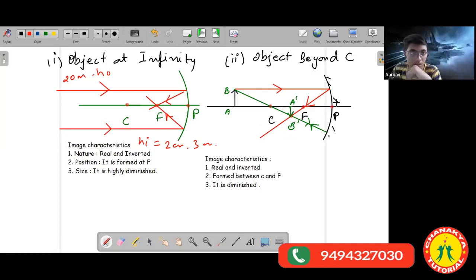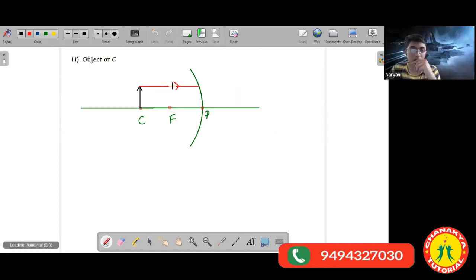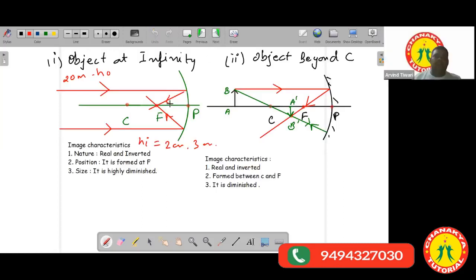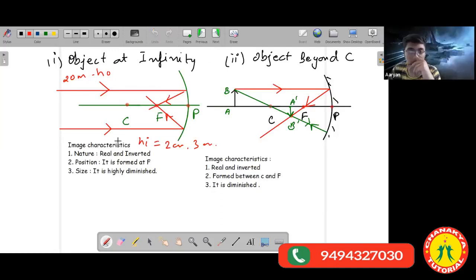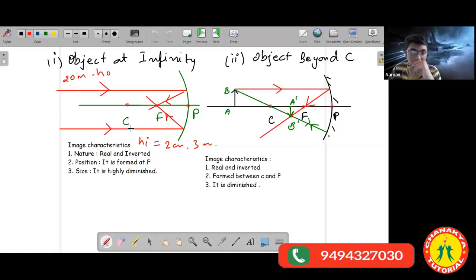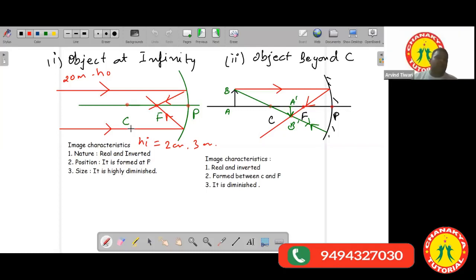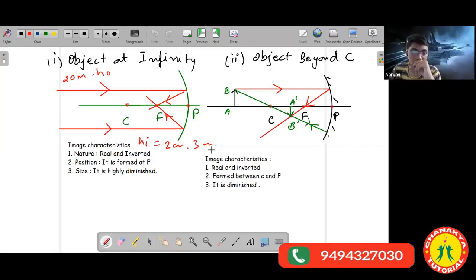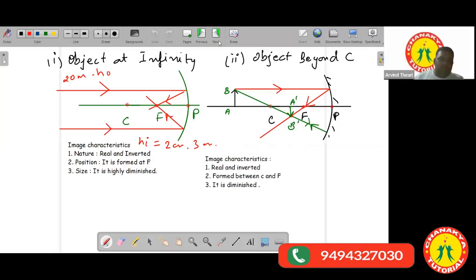Sir, how will we know whether it is real or virtual? Okay, see, if the light rays are actually meeting, then the image is real. If the light rays are not meeting, then the image is virtual. If they just appear to meet, they are not meeting but appear to meet, then it will be a virtual image. So these are all real images.